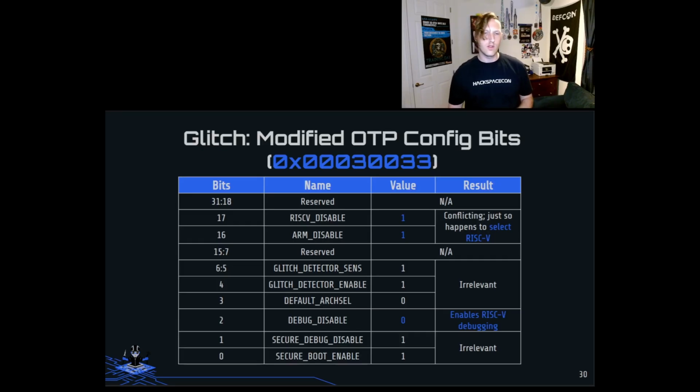Note that this kind of garbage value that gets left in the configuration bits says that both RISC-V and ARM are disabled. And this is conflicting, and it just so happens that in this scenario, it will end up selecting the RISC-V cores, and then the debug disable bit says that we can enable RISC-V debugging. That bit is clear, so we have selected the RISC-V cores and enabled RISC-V debugging.